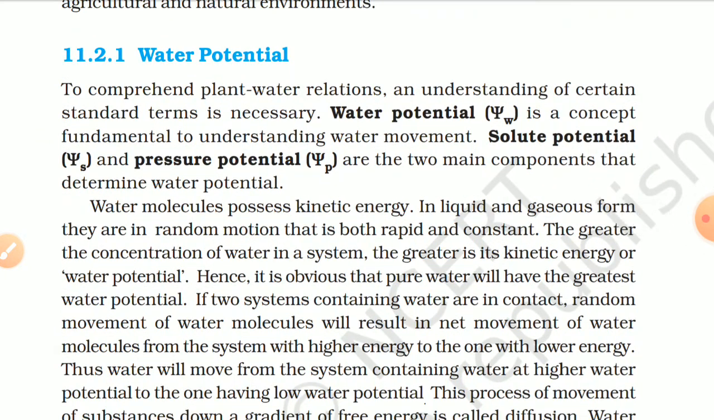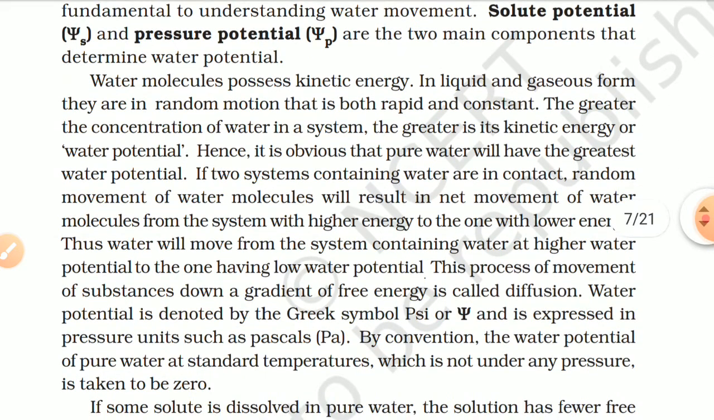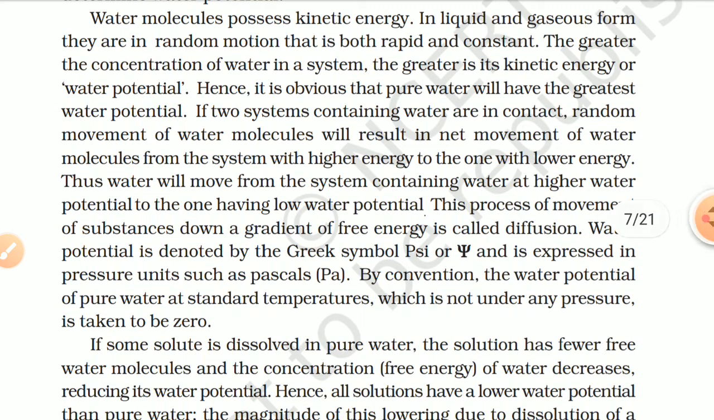11.2.1 Water potential. To comprehend plant water relations, an understanding of certain standard terms is necessary. Water potential (Ψw) is a concept fundamental to understanding water movements. Solute potential (Ψs) and pressure potential (Ψp) are two main components that determine water potential. Water molecules possess kinetic energy. In liquid and gaseous form, they are in random motion that is both rapid and constant.